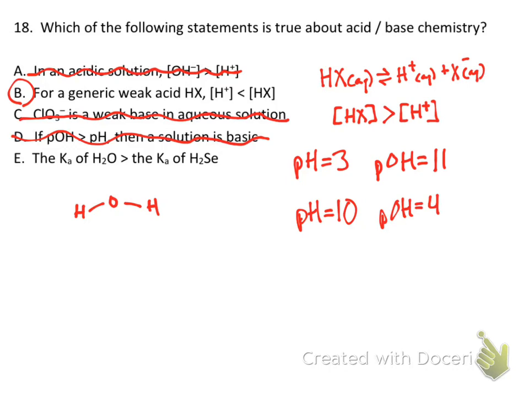Now, selenium is in the same group as oxygen. It's just further down. So selenium is much larger than oxygen. That means that it forms longer bonds. Now remember, longer bonds are weaker. They're easier to break. So it's much, much easier to break this hydrogen-selenium bond, which means this is a stronger acid, which means it would have a greater Ka. So this is also false.